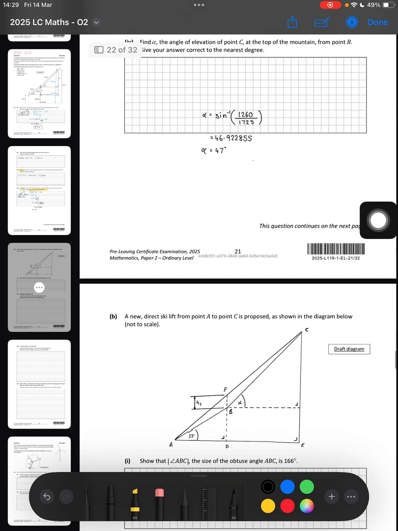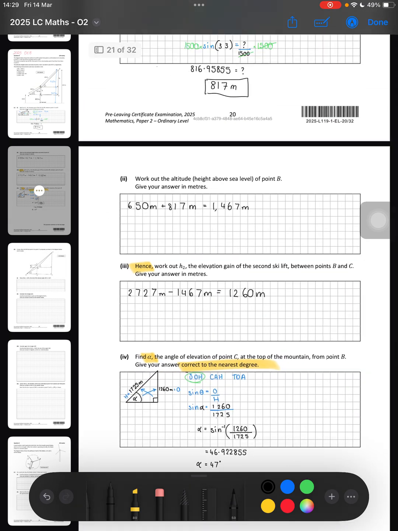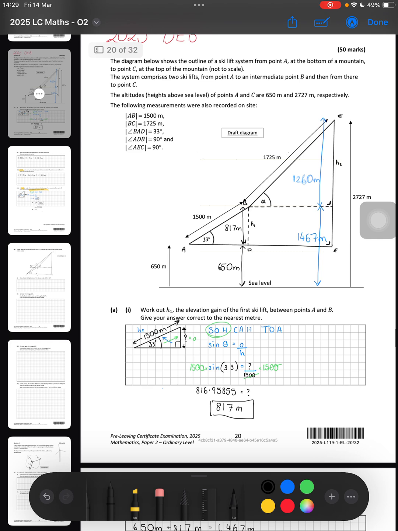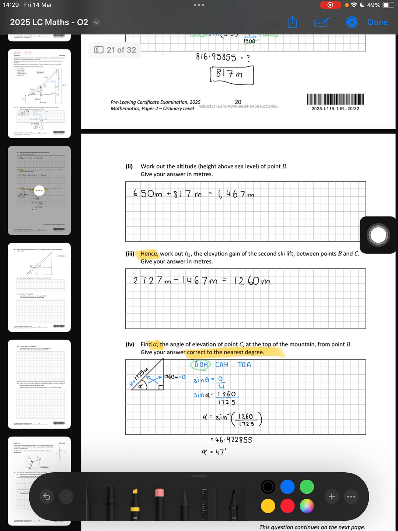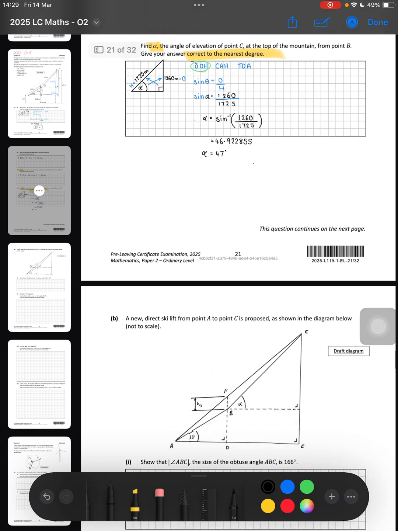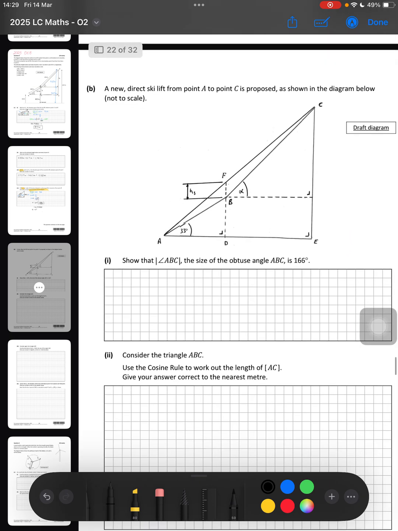I'm going to just quickly fill in what I know from up here. Okay, so I figured out, do I have the length of B to C? Yeah, it's 1725. Okay, so I'm going to fill that in. So, no, hold on. Sorry, it's frozen again. There we go. Okay, so I'm going to fill in everything that I know.